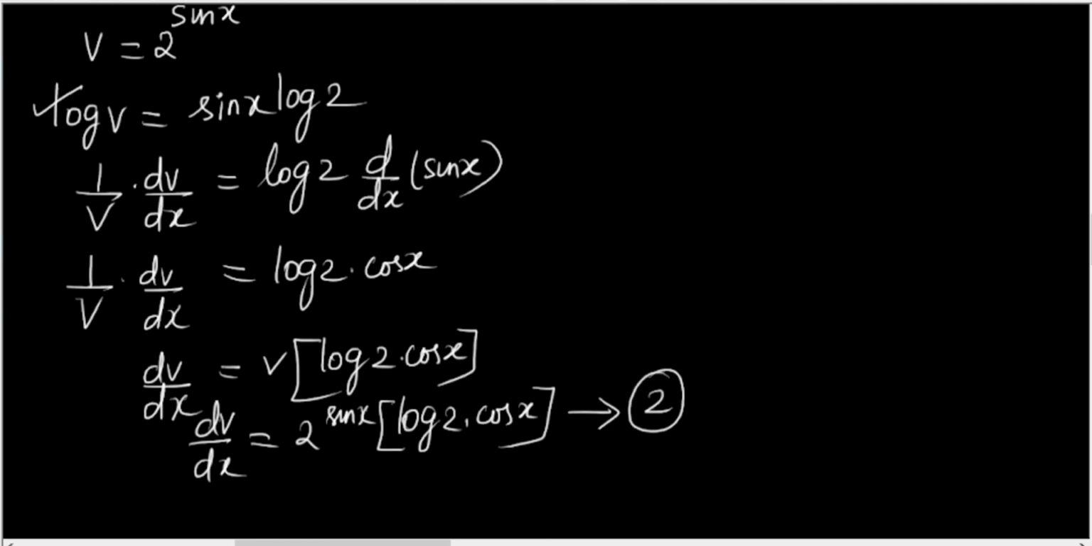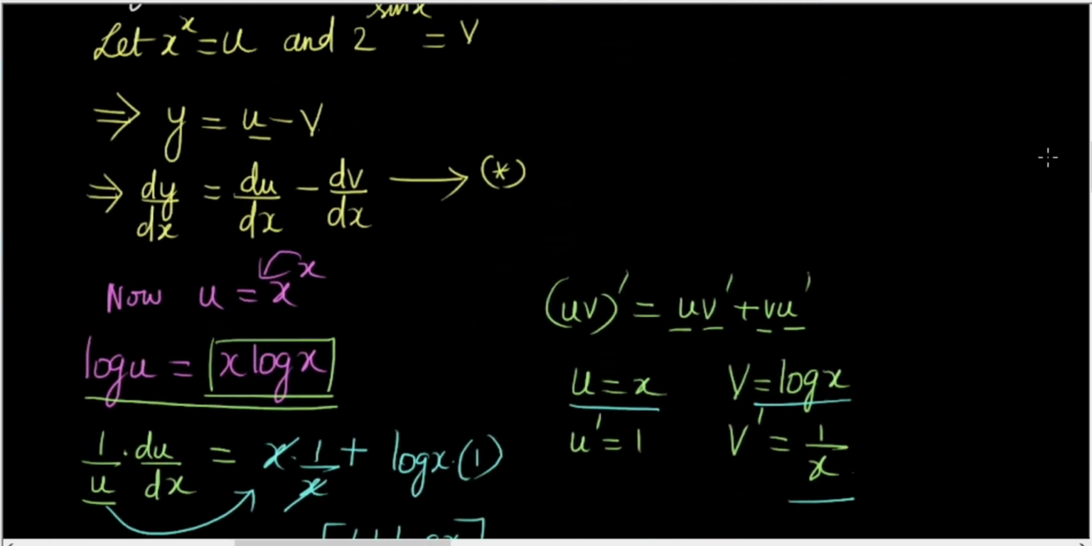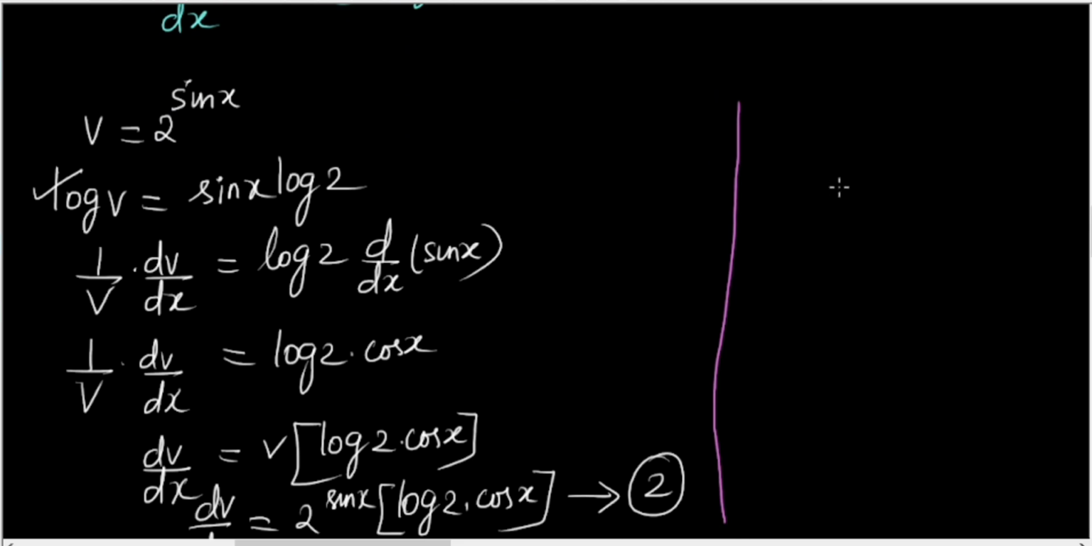So now we have to substitute everything in the star equation, because there only we have denoted du over dx minus dv over dx. So here we are going to substitute our respective derivatives. So let's do it now. Now we are going to substitute and see what happens. So substitute 1 and 2 in star.